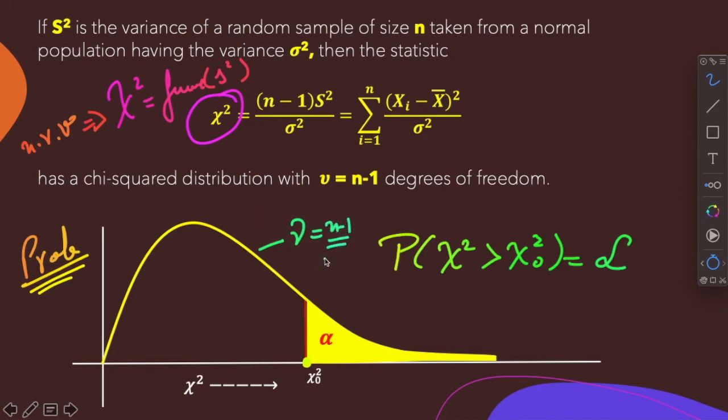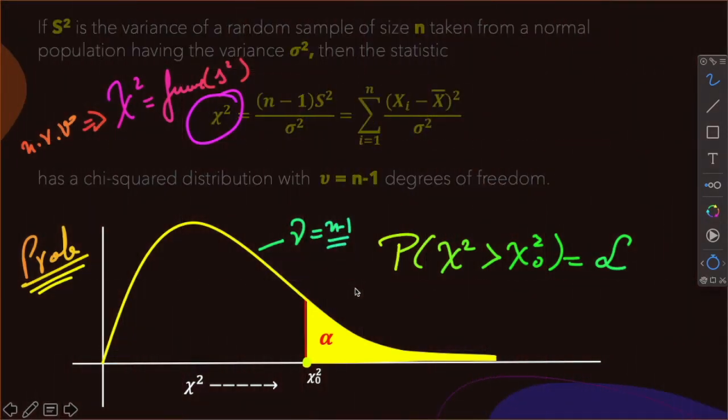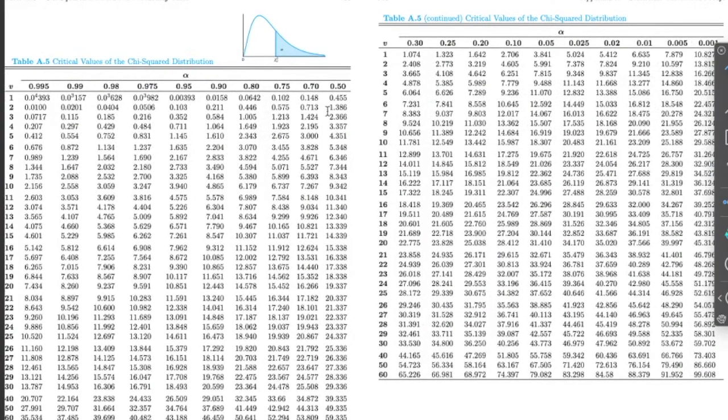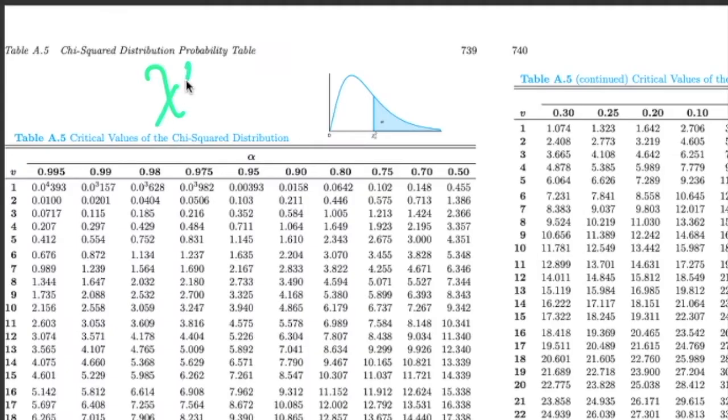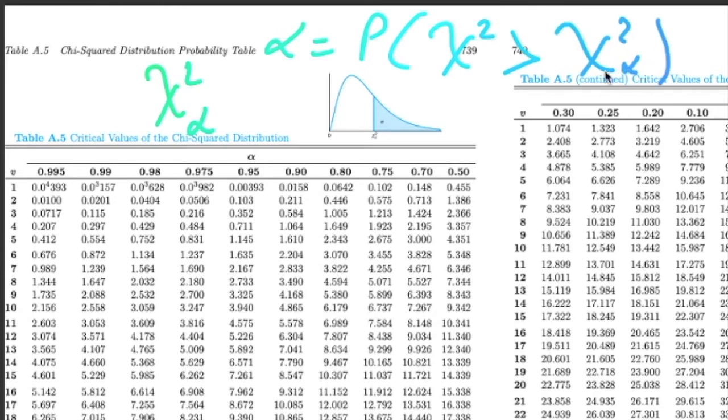So for a particular value of degrees of freedom n minus 1, we have this relationship, which is available in the statistical tables of chi-square distribution. Look at the table of chi-square distribution. So if we see the chi-square distribution here, this alpha is marked over here. So this point is generally called chi square alpha, where alpha is nothing but the probability of chi square more than chi square alpha.